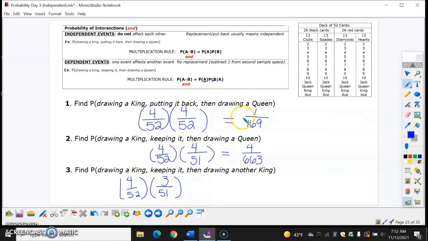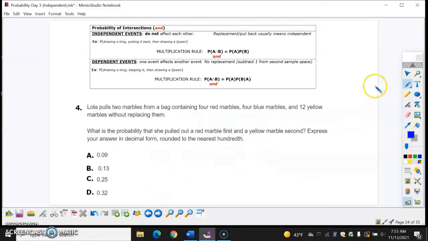Okay, so if it's dependent, sometimes you're subtracting 1 from the sample space. Sometimes you're subtracting 1 or 2 or whatever from the numerator and denominator. It all depends on the wording. And in this case, since we're holding on to a king, there is one less king to choose from, and there is one less card overall to draw from. If you multiply that and reduce it, you get 1 out of 221. So let's do another one.